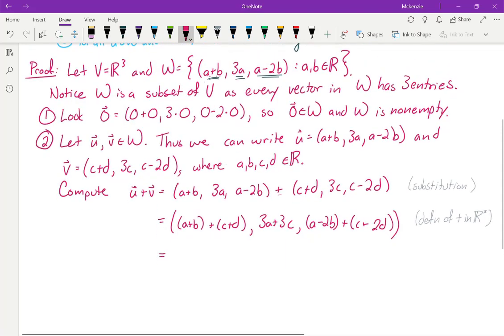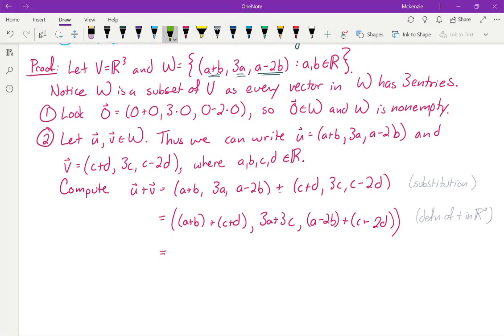So again, let's remind ourselves, we want the second entry to be 3 times the first thing that we write there, and then the third entry to have that same thing minus 2 times something else. So let's go ahead and rewrite this. We notice that the middle entry is going to look like 3 times something, and that something should be the first thing we see here. And then everything else will go there.